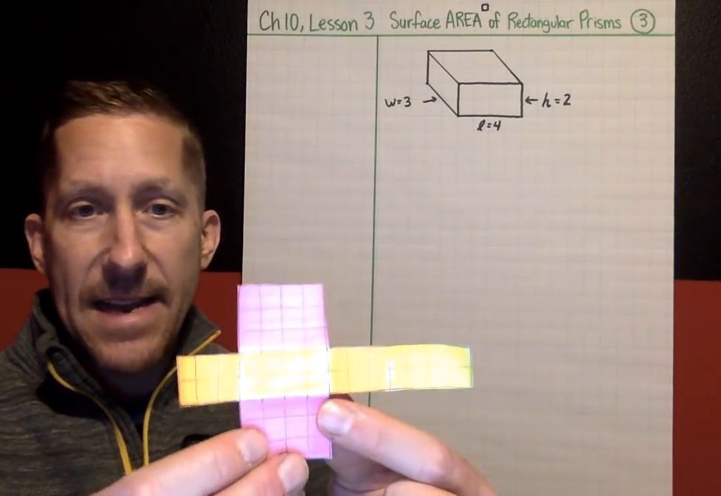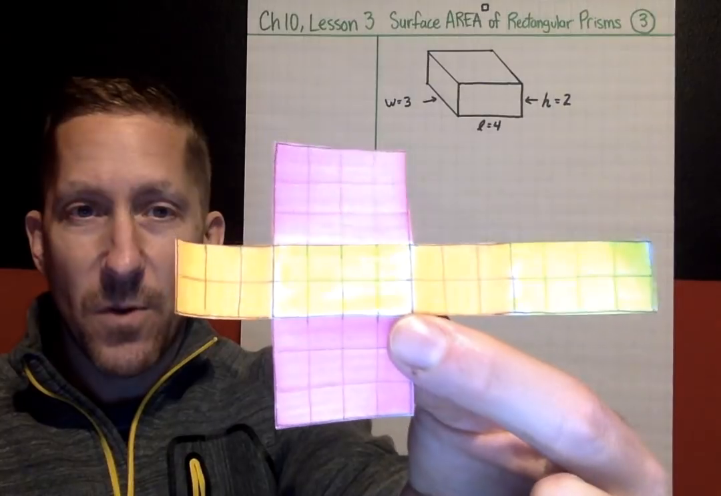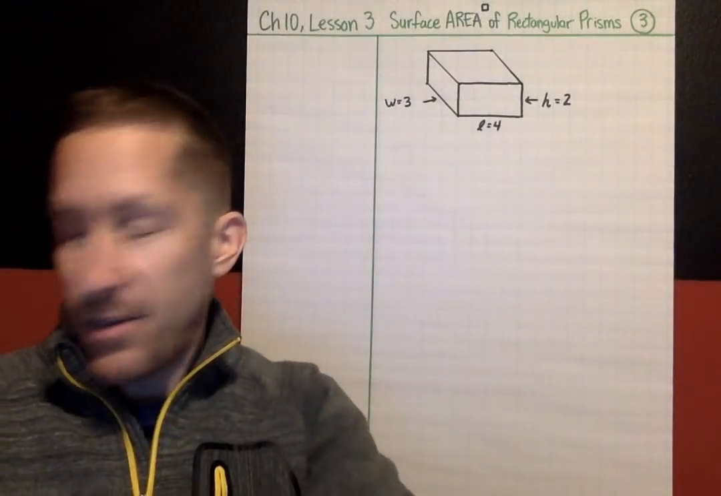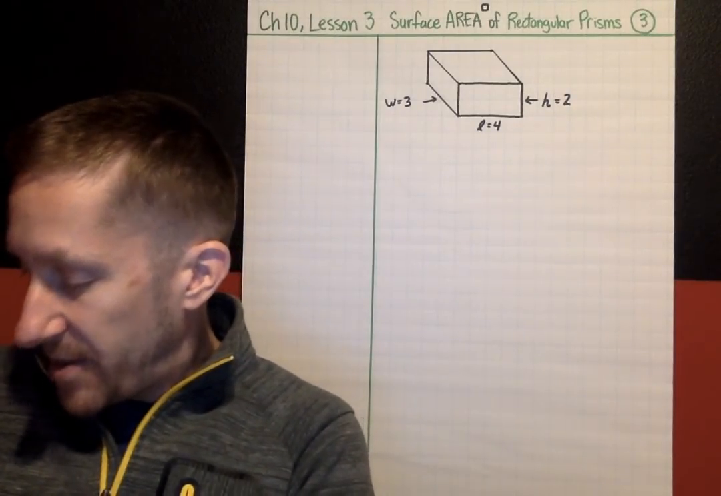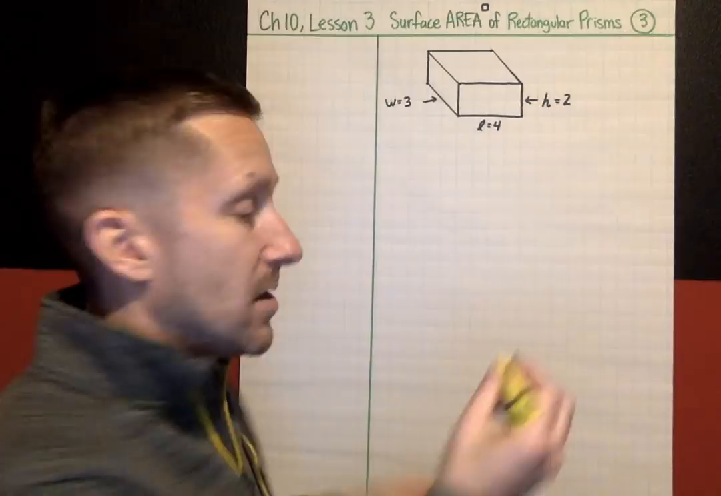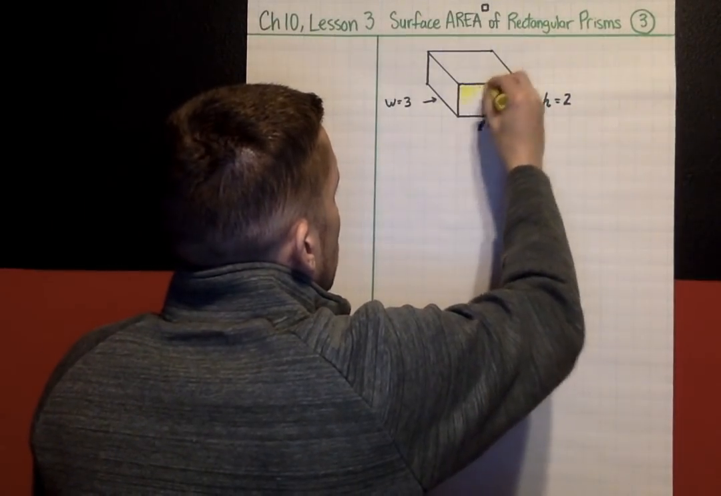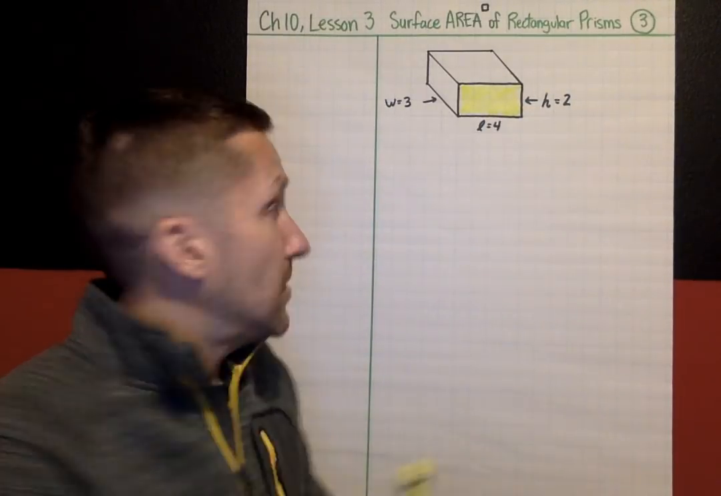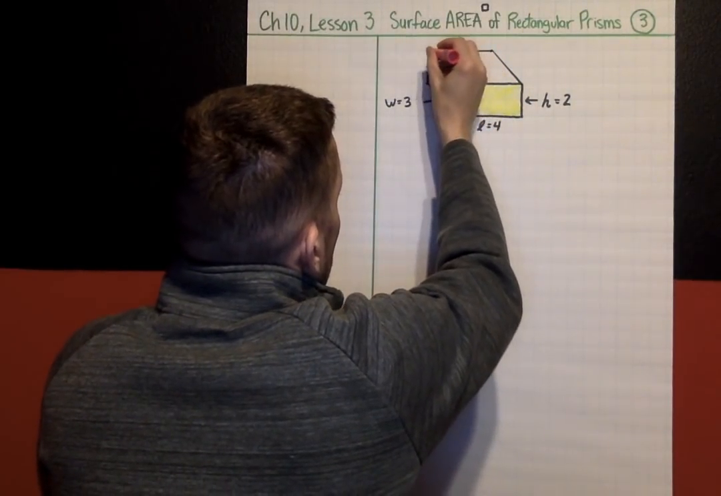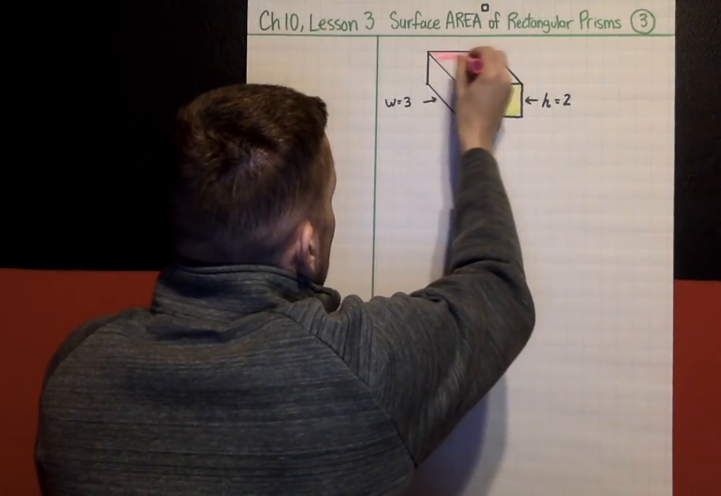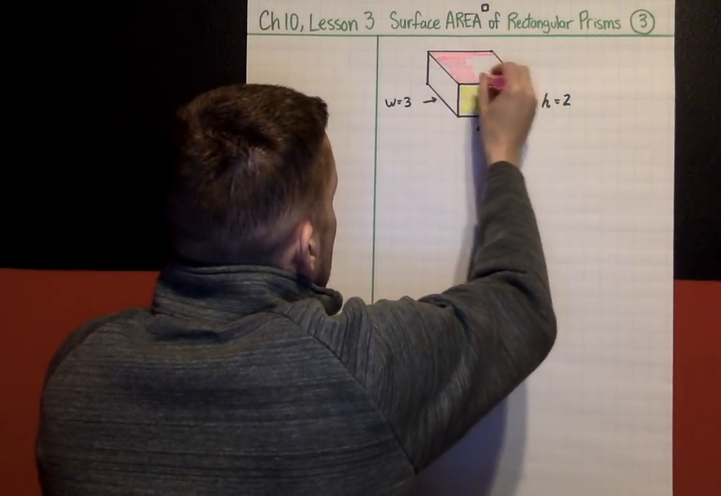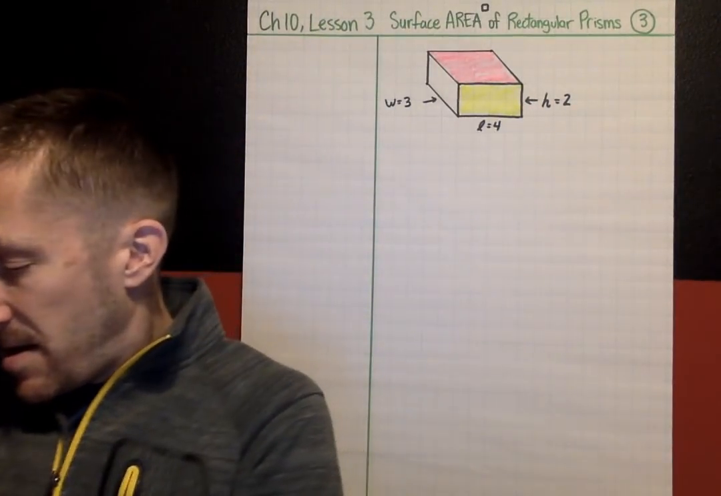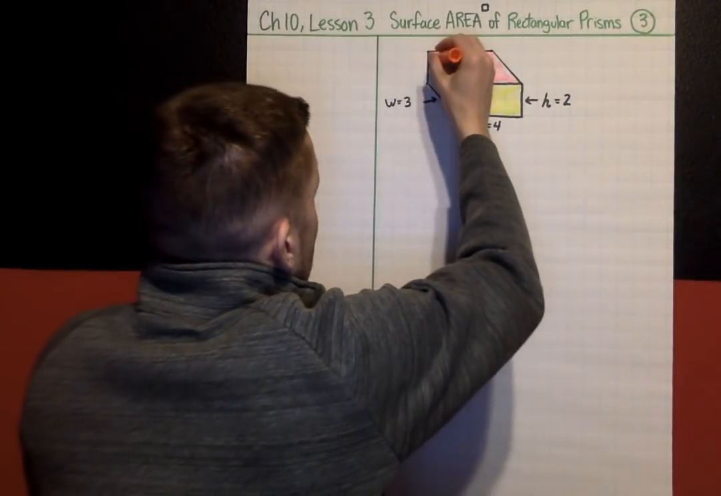What I want to look at is this. If I were to unfold that prism, this is what it would look like. Actually, let me go back and add some color here so it matches up. Okay, this we're going to make yellow, that we're going to make yellow. I'm going to make the top of this prism pink. And the side I'm going to make orange.